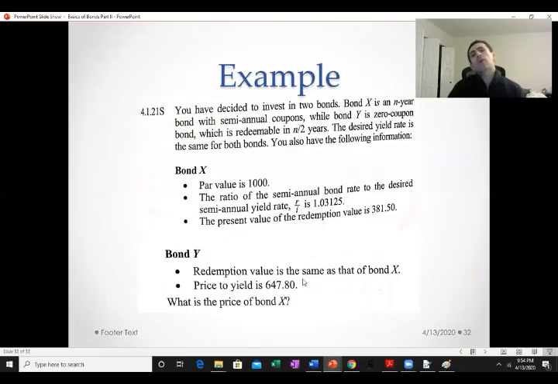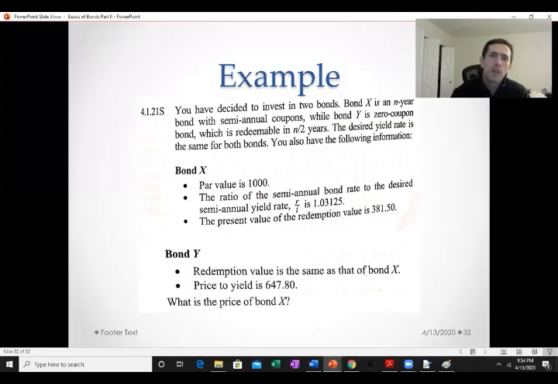Mind you, not to scare anyone, but this is honestly the first problem in the ASM Exam FM study guide. I do recommend that study guide very much. Most people recommend it. But anyway, you've decided to invest in two bonds. Bond X is an N-year bond with semi-annual coupons. Bond Y is a zero coupon bond, which is redeemable in N over 2 years. Implicitly, N is even in this problem. Otherwise, N over 2 years doesn't really make sense.